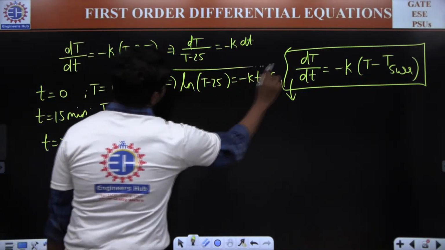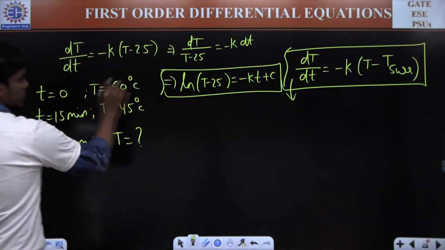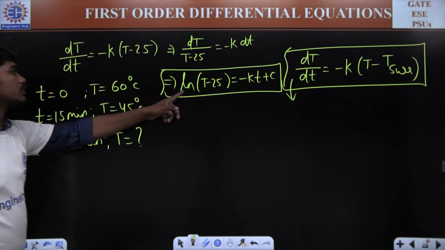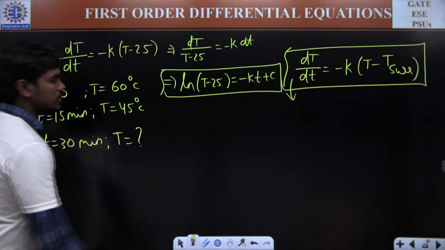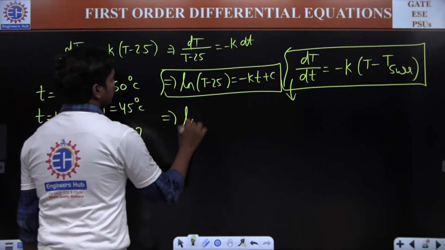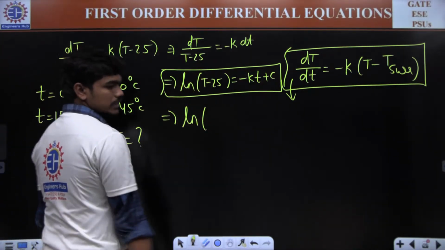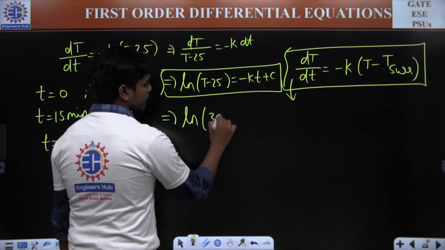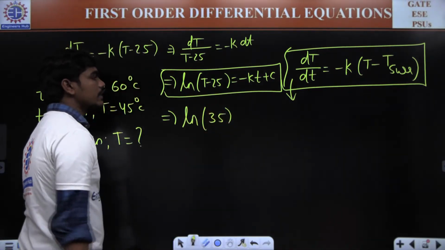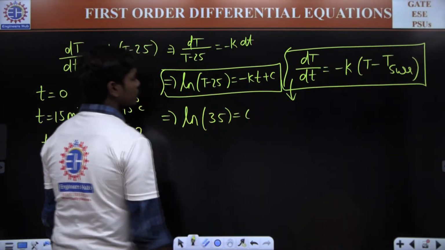So let us retain this equation. Now let us try to substitute these conditions. At time t is equal to 0, this T is equal to 60 degrees Celsius. So this implies ln(60 minus 25), which is 35, correct? So ln 35 is equal to C. So the C value is ln 35.